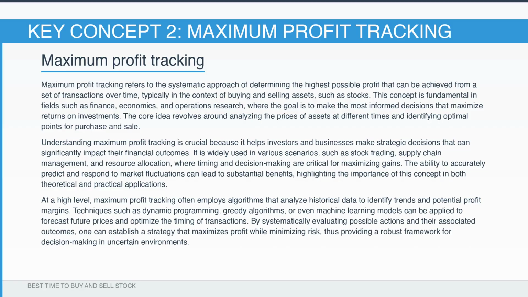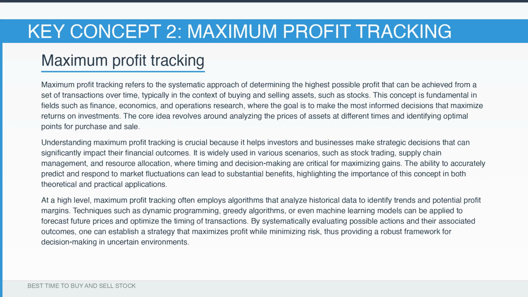Maximum profit tracking is all about finding the best times to buy and sell assets, like stocks, to achieve the highest possible profit. Imagine you're at a market and you want to buy apples. You want to buy when the price is low and sell when it's high. This is the essence of maximum profit tracking. In finance and economics, this concept helps investors make decisions that can lead to significant financial gains. By analyzing prices over time, one can identify the optimal moments for transactions.